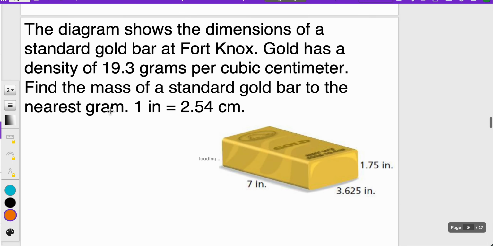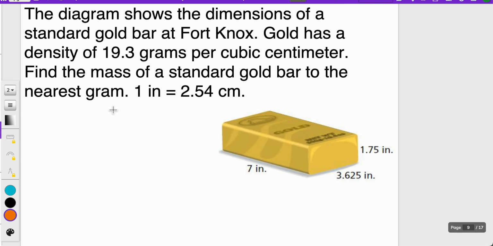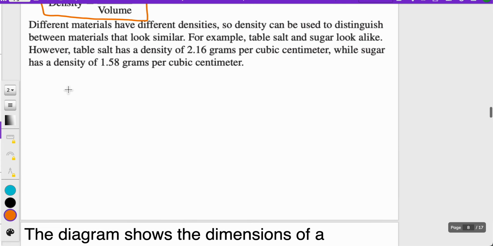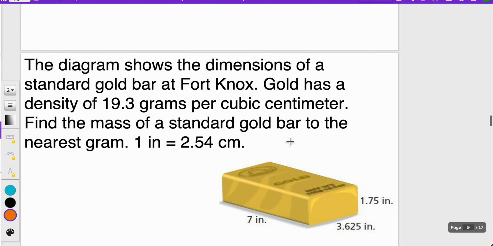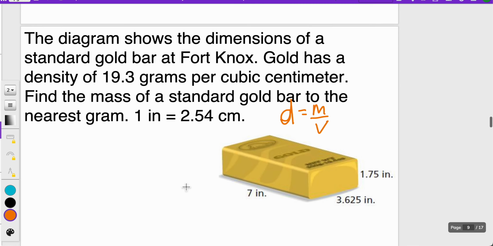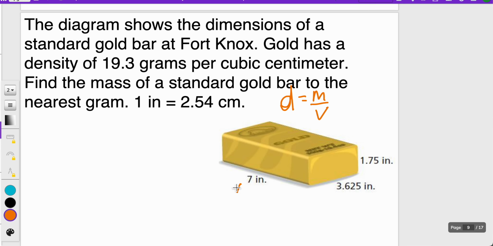So this diagram shows the dimensions of a standard gold bar at Fort Knox. Gold has a density of 19.3 grams per cubic centimeter. Remember, density is equal to mass over volume. I remember this as saying DMV. Density equals mass over volume. You notice that these are all in inches, so the first thing we've got to do is change inches to centimeters. So we're going to multiply these by 2.54.